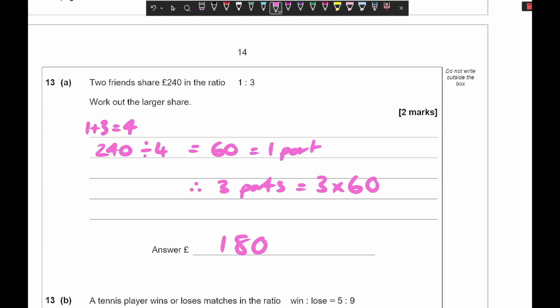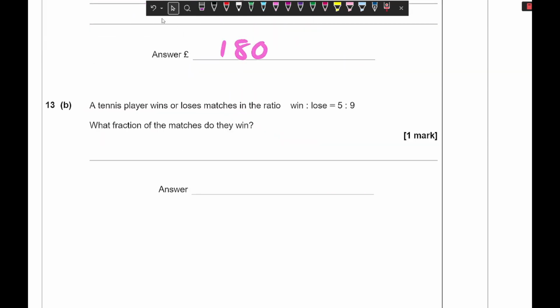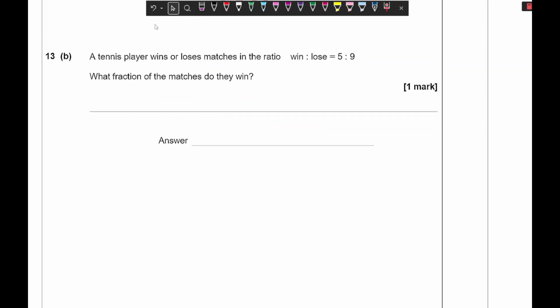Moving on to question 13b, it says that a tennis player wins or loses matches in the ratio of 5 to 9. What fraction of the matches do they win? Well, looking at the ratio, we've got 5 for win, so the numerator is going to be 5, and the denominator is the total number of parts. So the total number of parts is 5 plus 9, which is 14, and then just check to see if you can simplify it.